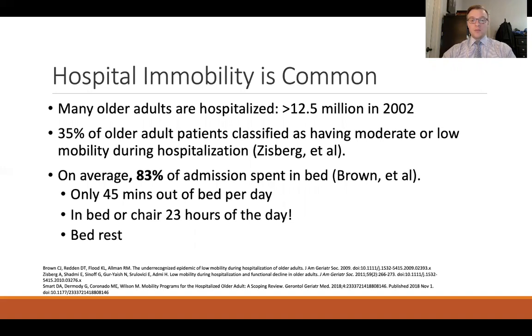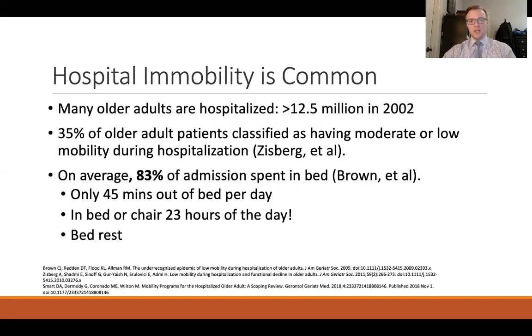Over 12.5 million older adults were hospitalized in 2002, and this population has only continued to grow. Also, Zisberg et al. showed that 35% of older hospitalized patients are classified as having moderate or low mobility during their hospitalization. And Brown et al. found that on average, 83% of the hospital admission was spent in bed. This translates to only 45 minutes out of bed per day, or in other words, patients spending 23 hours in the bed or chair per day.